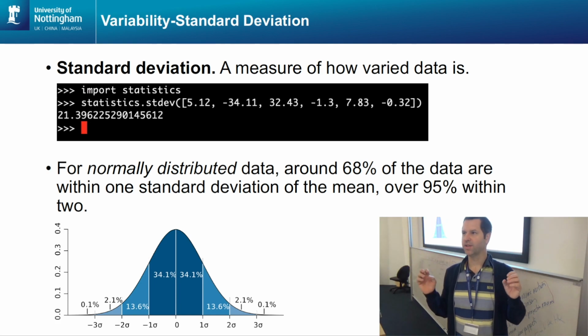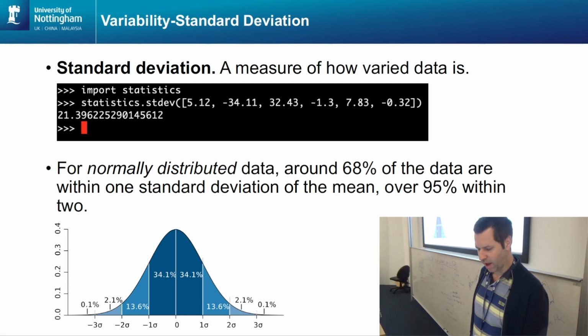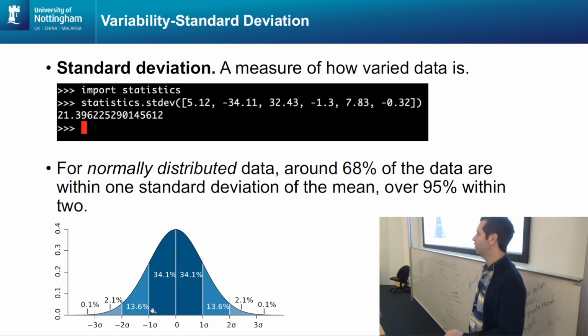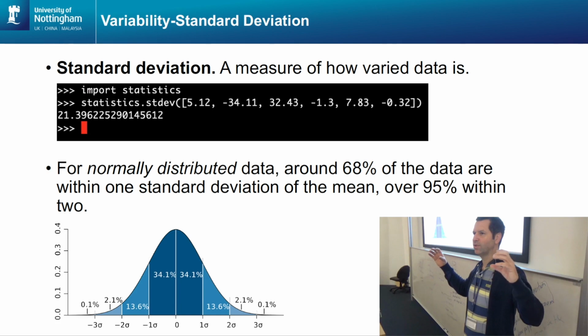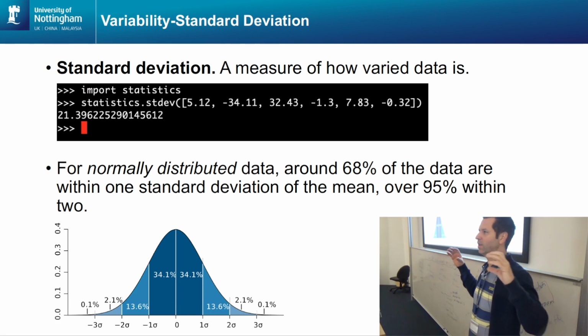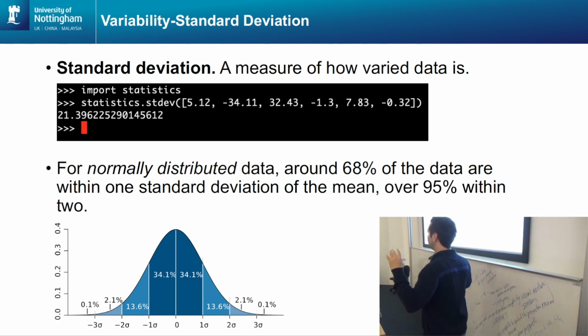Right, the bigger that number is, if you can imagine, so in this data set it's 21. If you can imagine this being, say, instead of 21, 42, then the hill would spread out. It would spread out to double the width and the variability. If the standard deviation shrunk down to 10, then the whole thing would get very narrow.